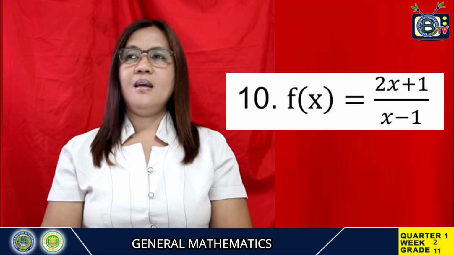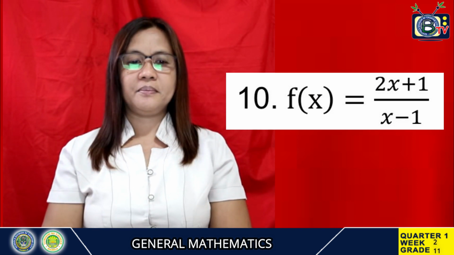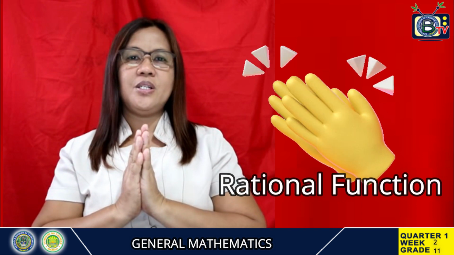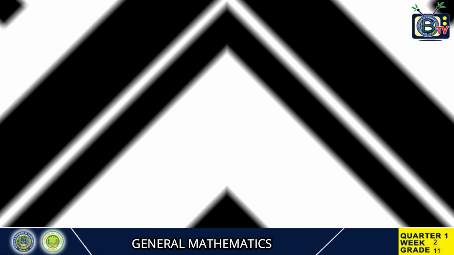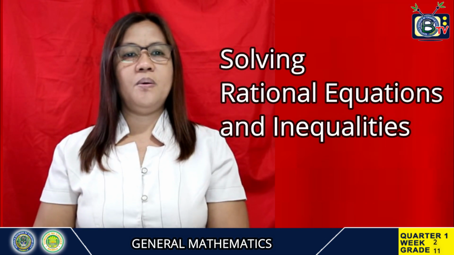Number 10. f of x is equal to 2x plus 1 over x minus 1. Very good, it's a rational function. Now, solving rational equations and inequalities.